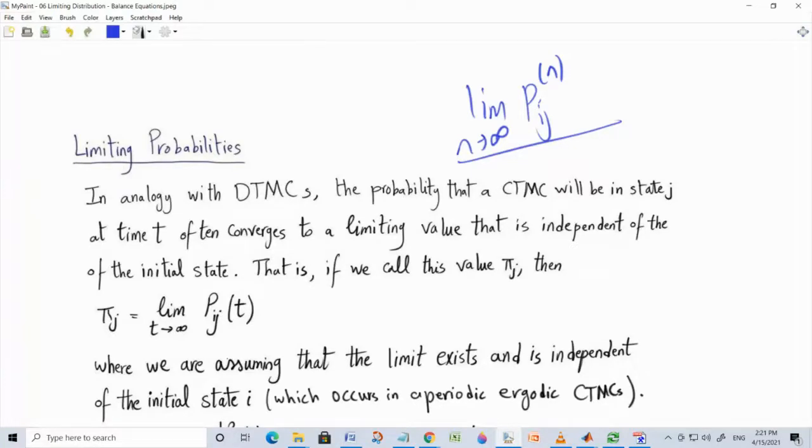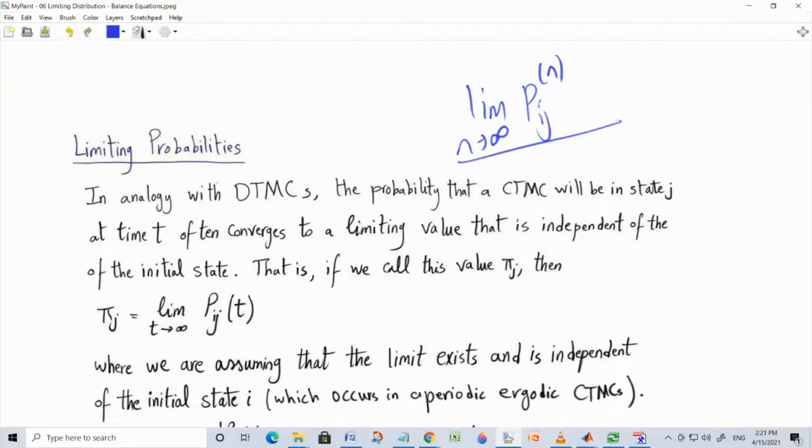So can we do state classification? Yes. But I will not ask you about classifying the states of a continuous time Markov chain. It is sort of the same thing as in discrete time. So there are transient states, recurrent, positive recurrent, non-recurrent states, and so on. You can basically do the same thing, but I will not give you any question regarding classifying the states of a continuous time Markov chain.